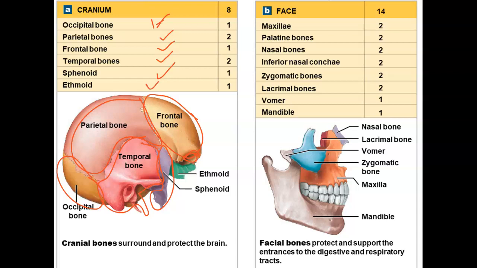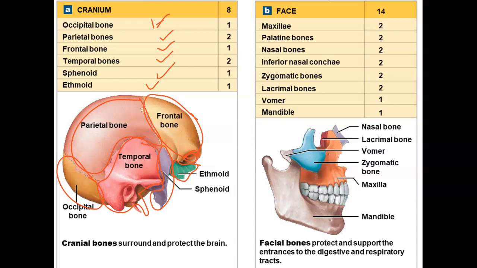And then the next, you're going to have your ethmoid. There's only one of those, and it helps make up part of the nasal septum, part of the eye orbital socket, and it goes within the skull as well. So those are your 8 cranial bones.